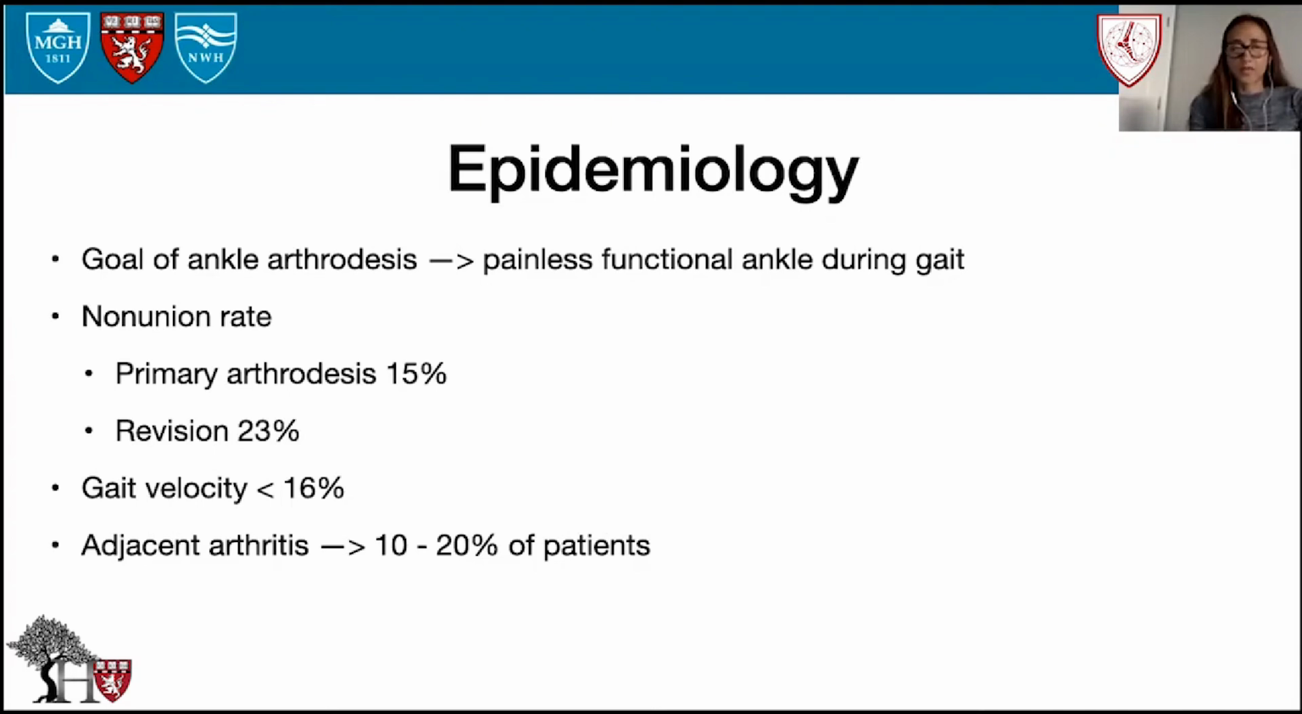But it's good to keep in mind certain changes in the gait of the patient after the procedure. Usually the gait velocity decreases up to 16%, and about 20% of the patients can develop adjacent arthritis. Fortunately, this is more related to radiographic adjacent arthritis, which means that a lot of them won't need any additional treatment, specifically surgical treatment, for these adjacent arthritis in the foot.